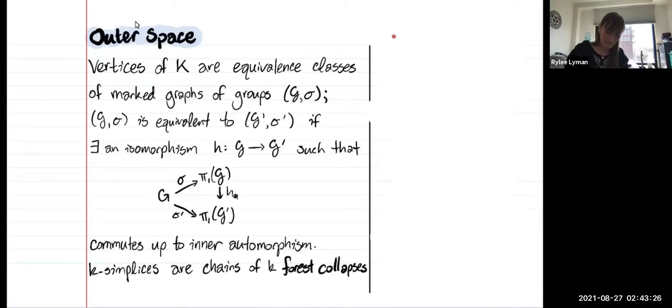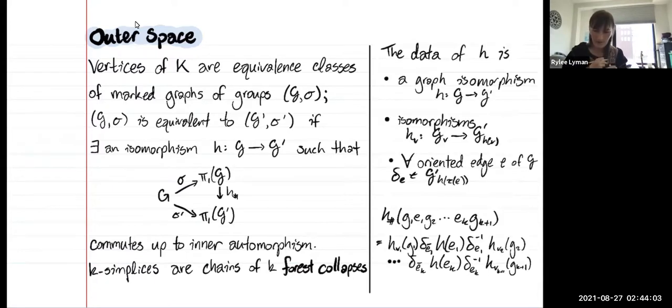Sorry. So that's great. I can also tell you what the higher simplices of my spine of outer space are. They're chains of forest collapses. So just like on the previous slide, I had a collapse of an edge from a thistle to a bug. That would be an edge of the spine of outer space. There's a little bit of a technicality. I can't allow 2 different cone points to collide when I collapse a forest. So only certain forests are allowed to be collapsible, but that's neither here nor there for us.